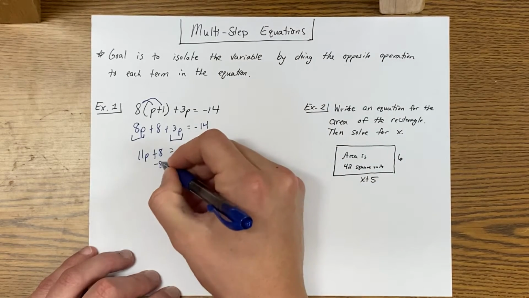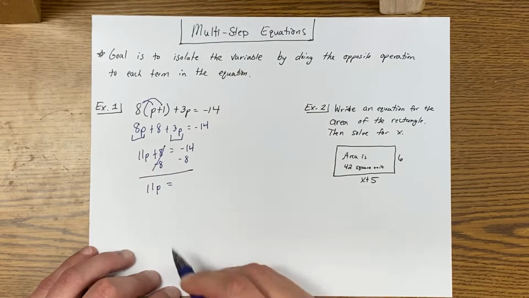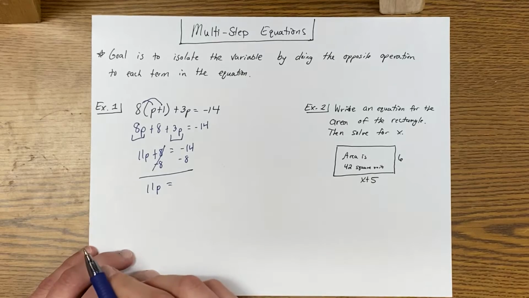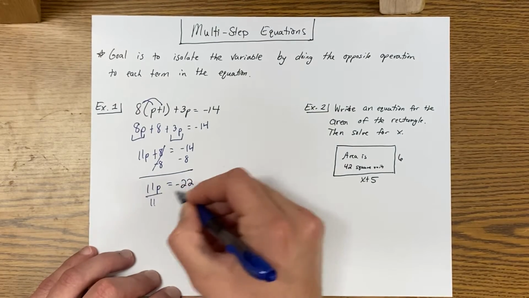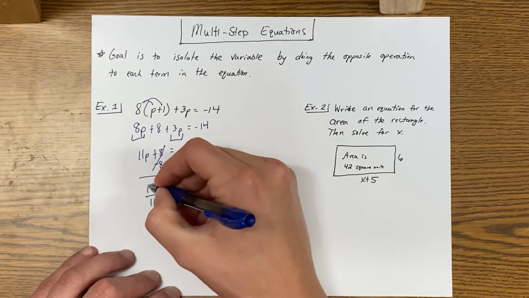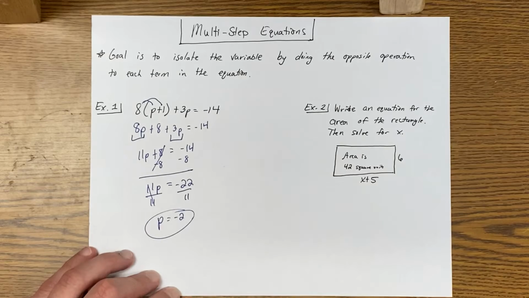Now I want to subtract 8 from both sides. So I get 11p equals, these 8s are opposite, so they cancel. Negative 14 minus 8 gives us negative 22. Our last step is divide both sides by 11, and we end up with p equals negative 2.